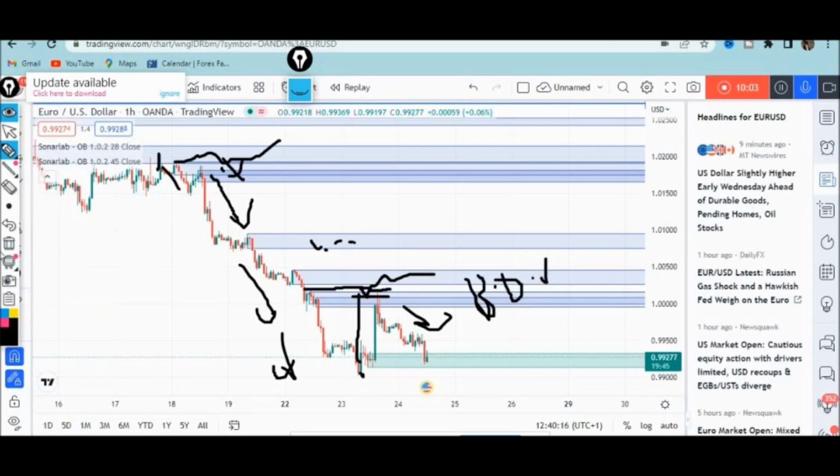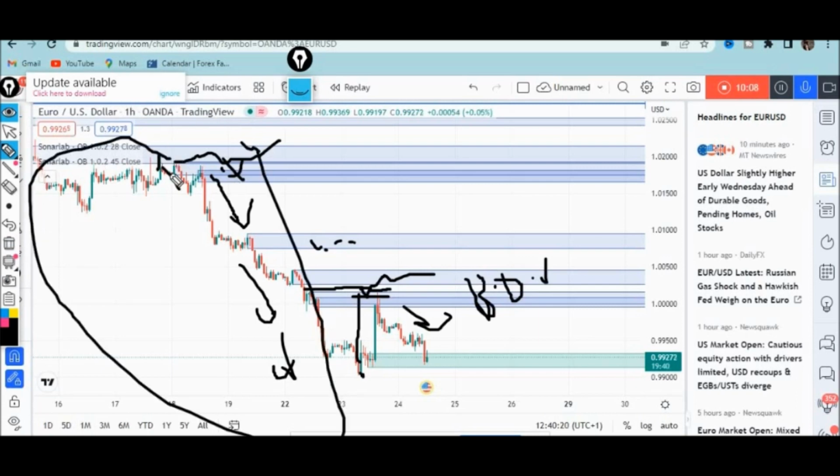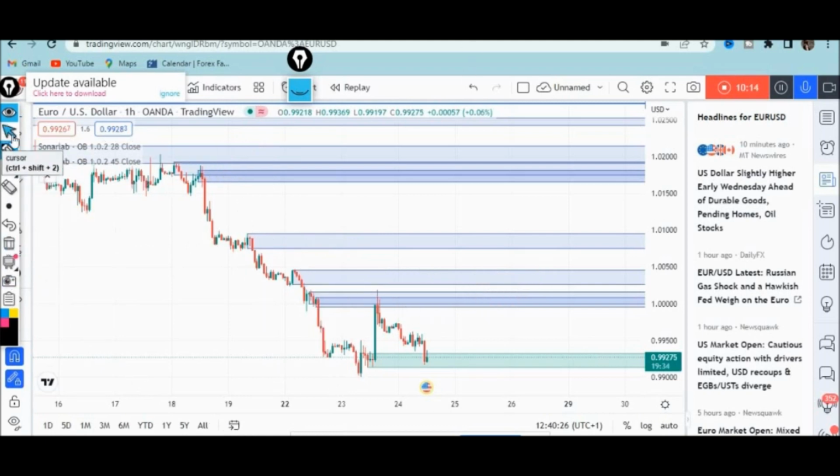Okay, so let's go to lower time frames. I'm talking about 1 hour. This is what happened right here on backtesting. And let's go to lower time frames and see what was really happening on the 5 minute time frame.